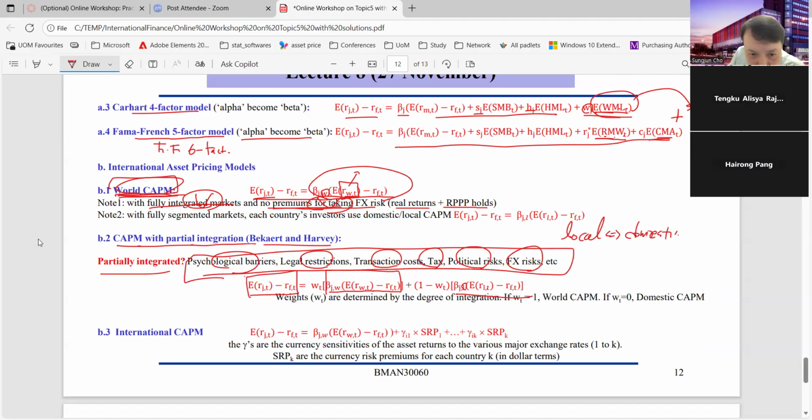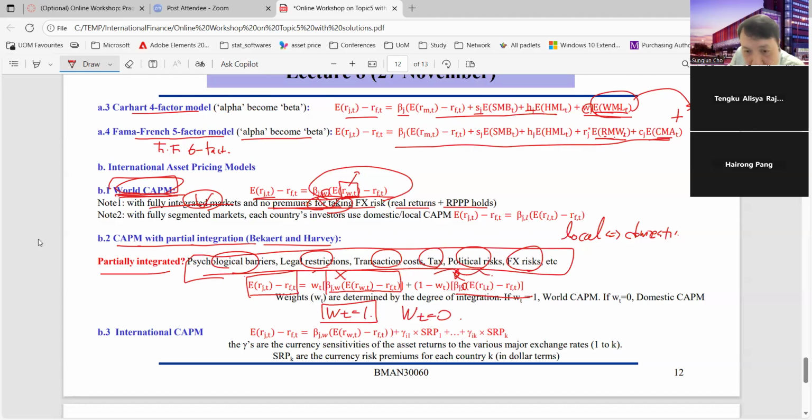So what is the meaning of these equations? If WT is equal to 1, then this second term is 0. You only have the first term. That's a world CAPM. WT is equal to 1, that means fully integrated market. If WT is equal to 0, then this term is gone. You only have the second term.